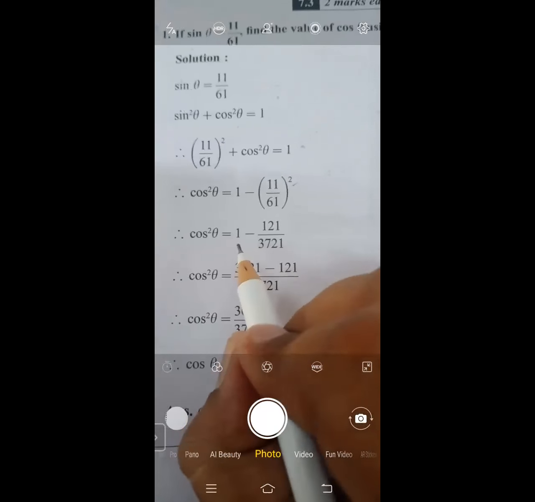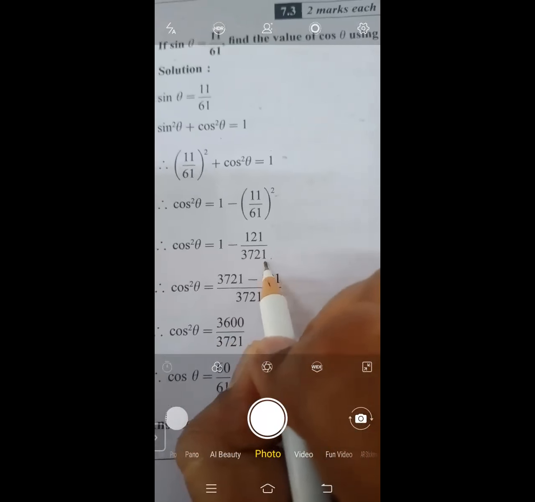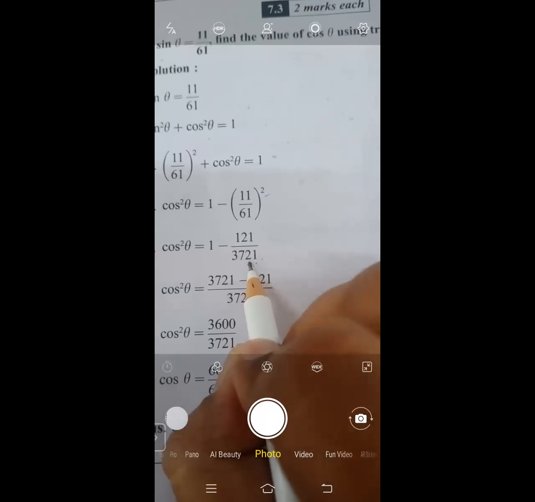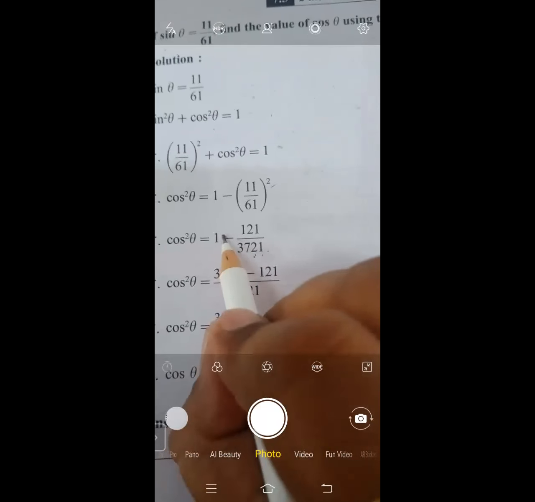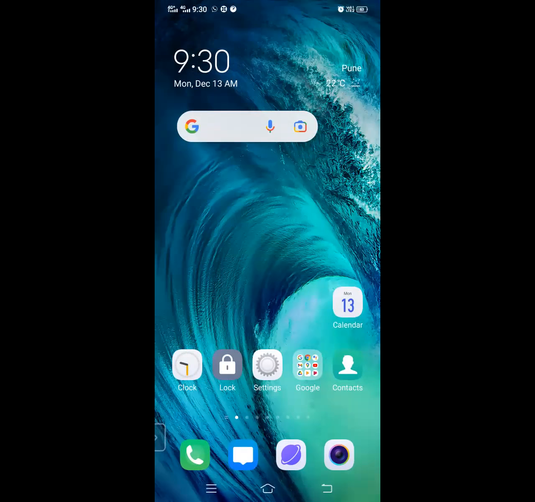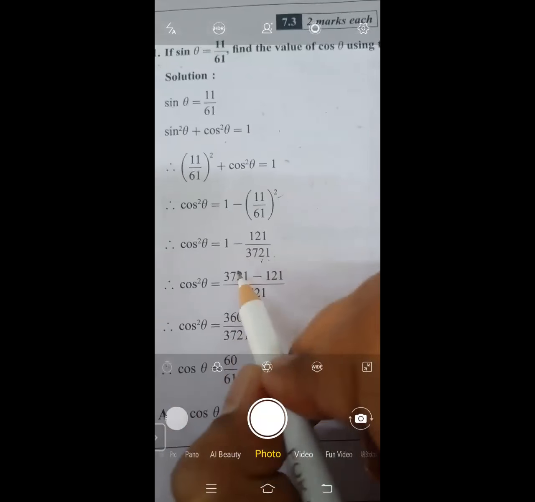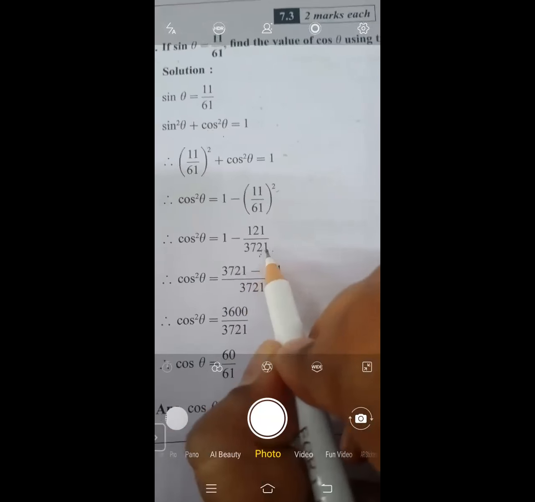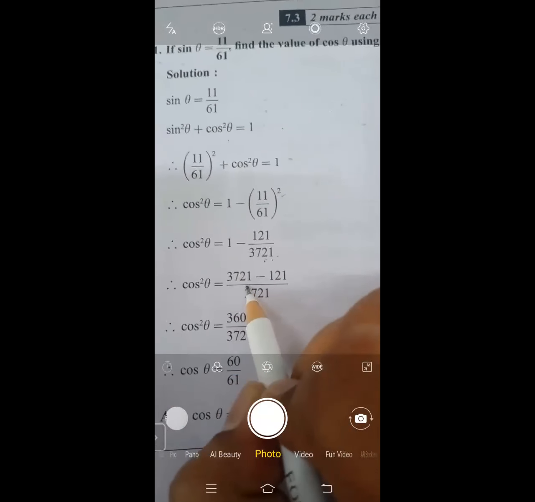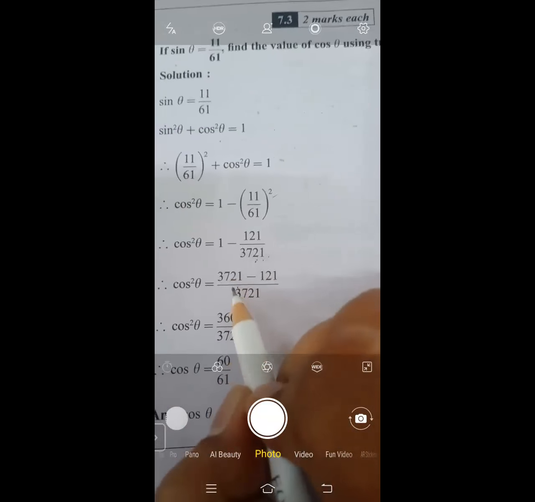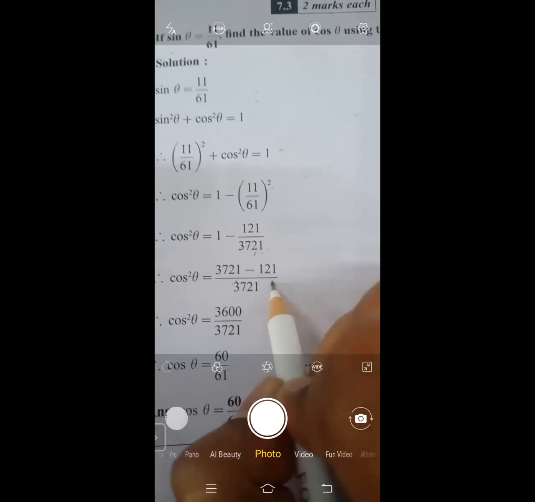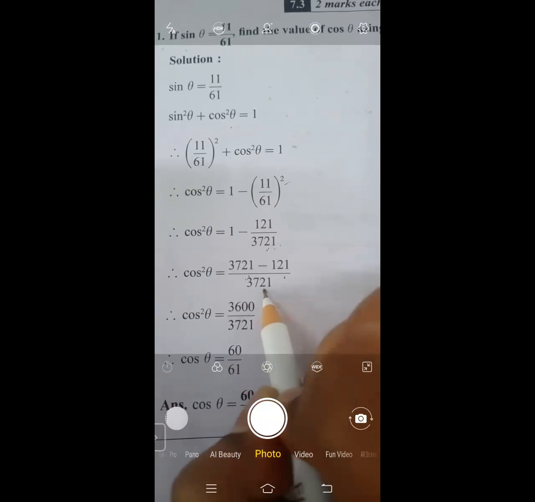Now to make this denominator same, we are going to multiply this denominator in the numerator and denominator of the other fraction. So this is 61 square, which is 3721 minus 121. Now the denominators are same.